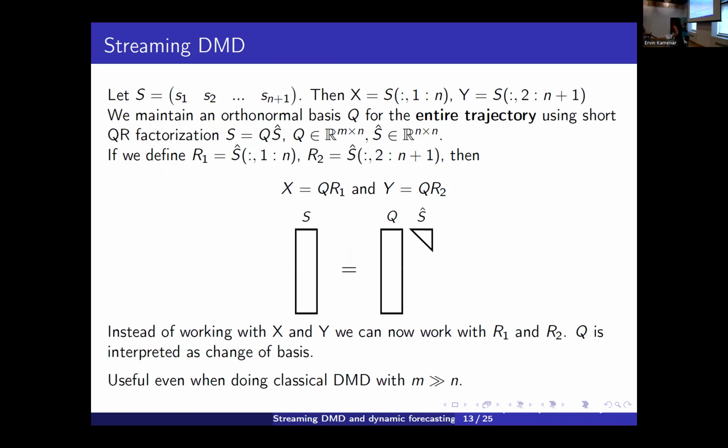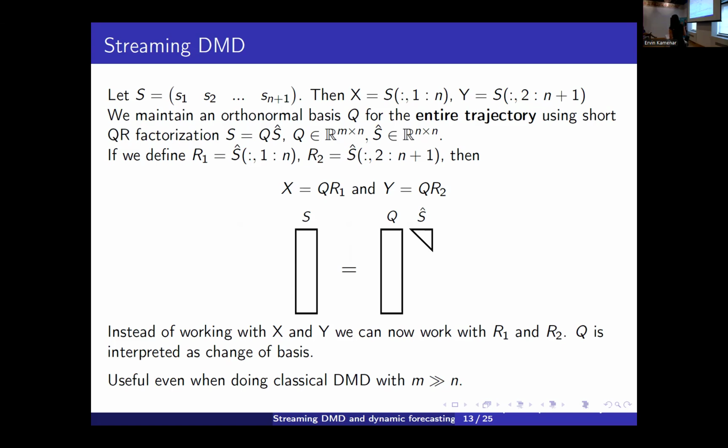Our algorithm proposes that we don't do this kind of orthonormal basis for X and for Y separately, but instead that we put all the data in one data matrix S and then perform a QR factorization of this S. So then, since X is just the first n columns, it will be equal to Q times the first n columns of this triangular matrix, and Y will be Q times the last n columns of this triangular matrix. And then the idea is to work with this R1 and R2 instead of X and Y. So this is kind of like a change of basis.